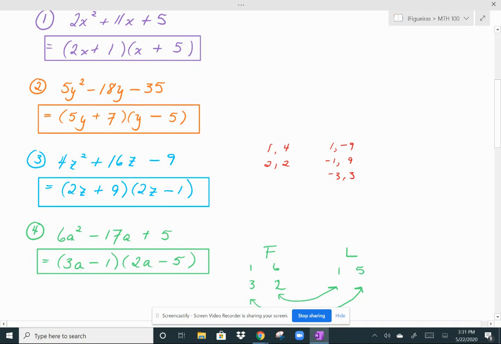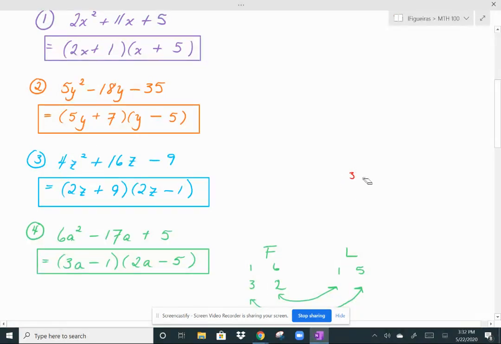All right, so you might have to play around with all these different combinations, but the one that works is the one that you see here in the box. The 2z and the 2z will definitely give me the 4z squared, and the 9 and the negative 1 in the second position will give me the negative 9. But here I have negative 2z and 18z. So 18z minus 2z gives me the 16z in the middle. So the more you practice these, the better you get at this.